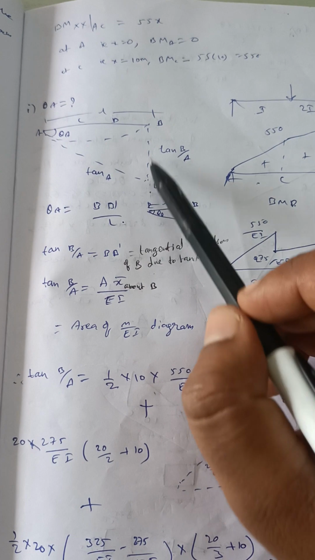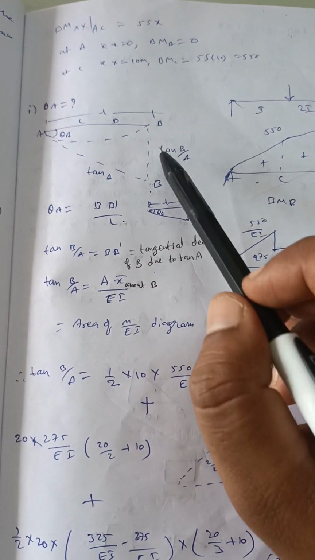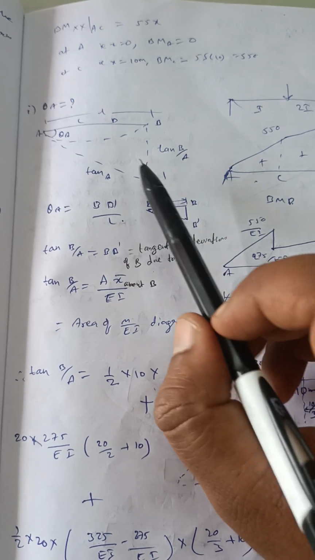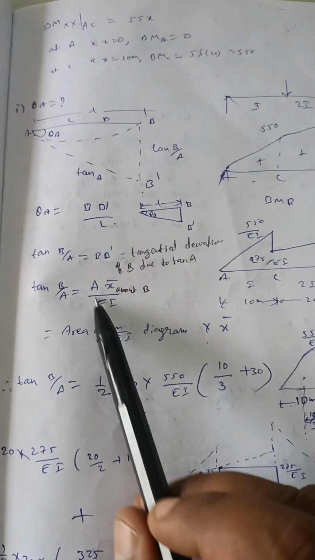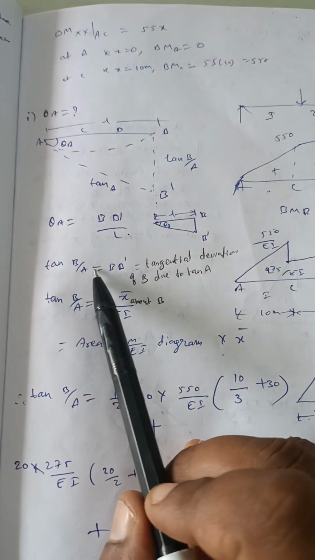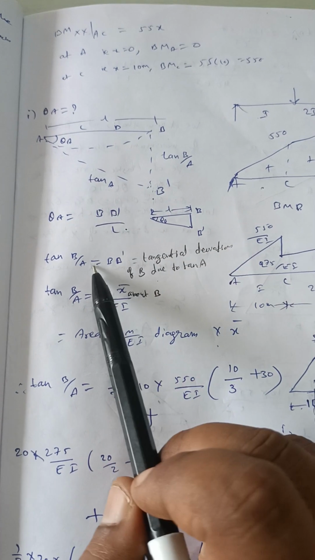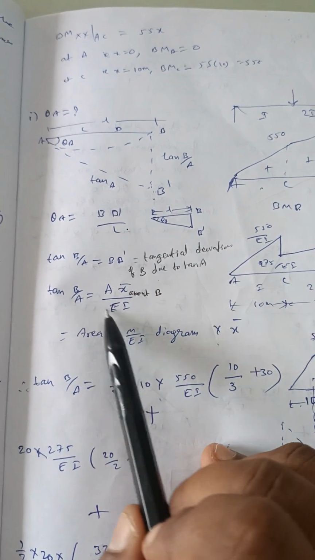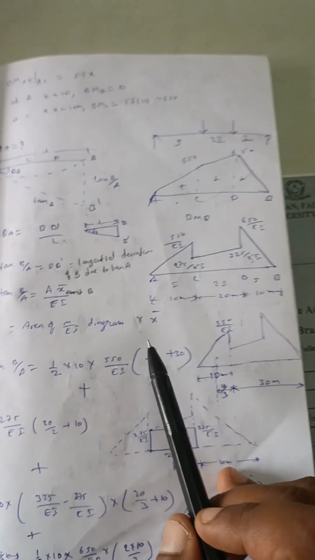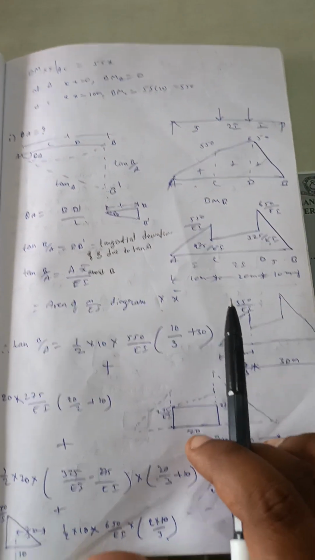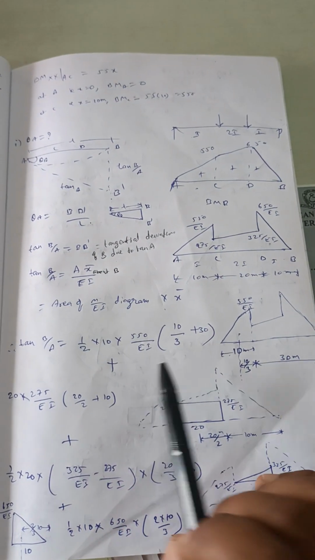Now, what is tan B by A? According to the definition, it is the A X bar by EI, that is, the area of the M by EI diagram into X bar about B, because we need to find the deflection at B. So A X bar by EI. Now if we find this value, we can find theta A. Now we need to calculate the area of the M by EI diagram into X bar.